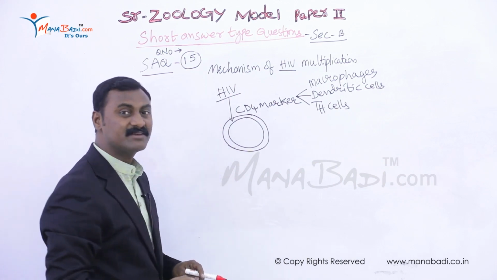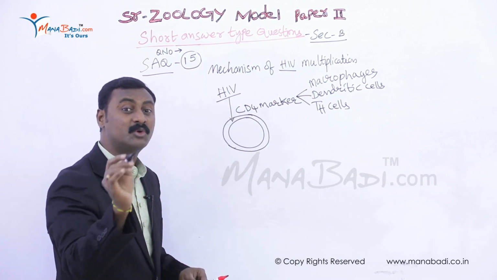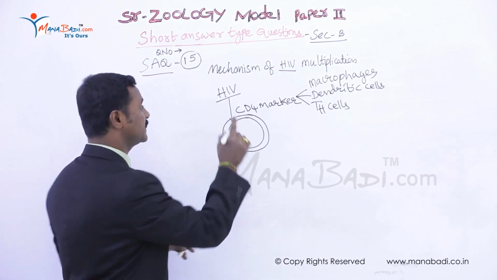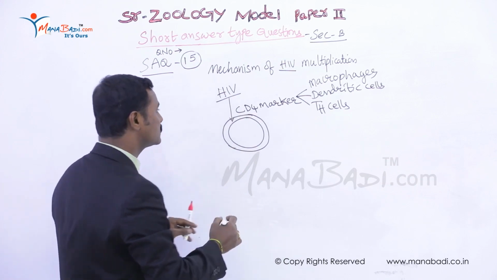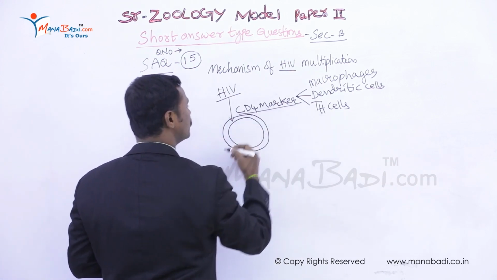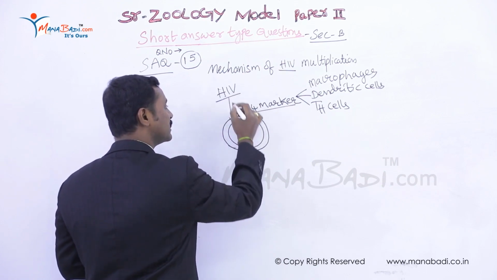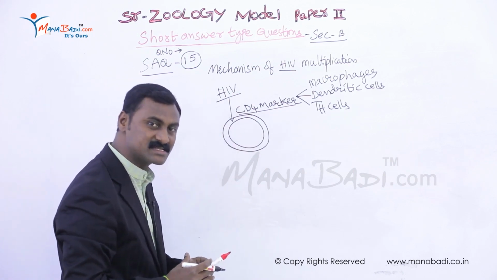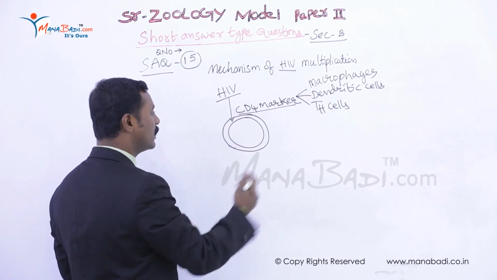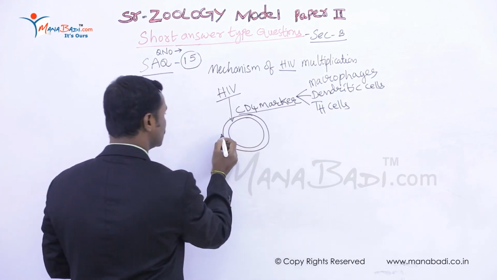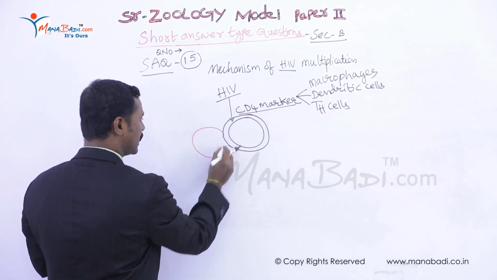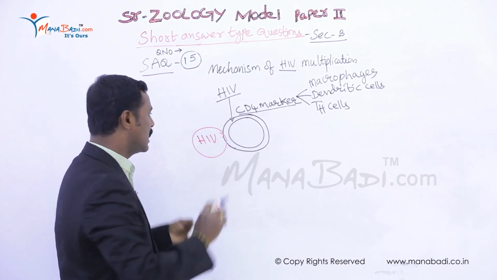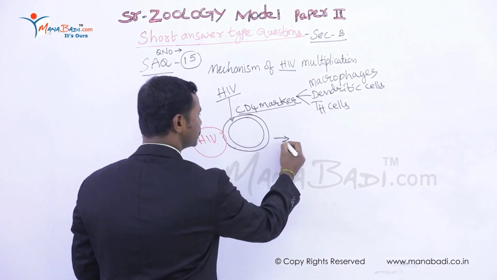Why? Because the HIV virus has GP120, glycoprotein 120, on its surface, which fits perfectly with the CD4 marker. So that's why you can see a particular tissue tropism here. The HIV virus attacks CD4 markers and binds with this particular type of cells. After the binding, what is going to happen, we will see. Now this red color is HIV, which is fixed with the CD4 marker cells.